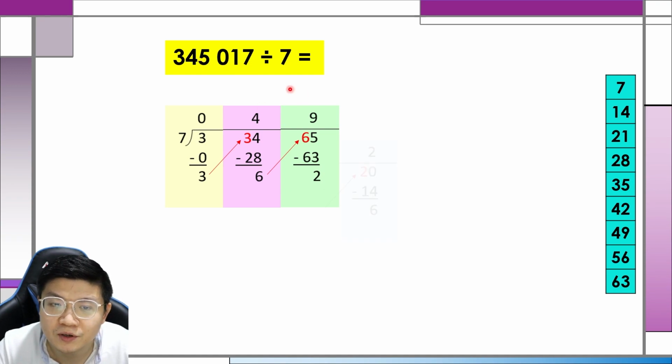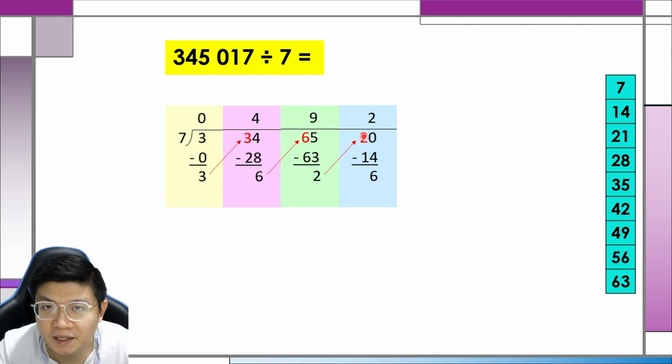Next we move to 0 again. Now this 0 will combine with 2, becomes 20. So this time 20 divides 7 again. So look for the table. 7 enough, 14 enough, 21 not enough. That's why the closest we choose is 14. So 14 is 7 times 2. I get 14. After that you subtract, I get 6.